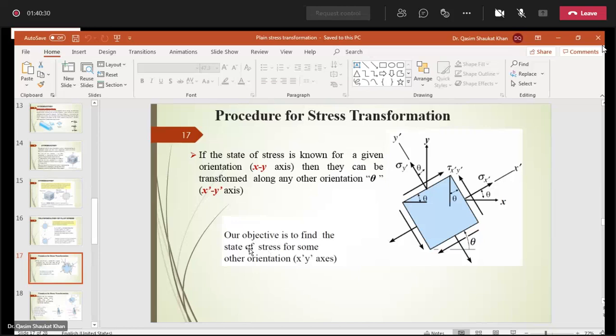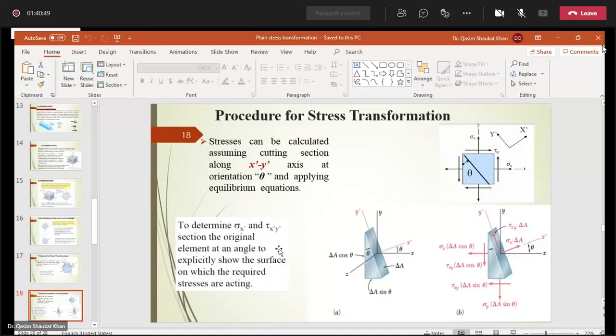So over here, our objective is to find the state of the stress for some other orientation. So our objective is to find the transformed normal and shear stresses which are about x dash axis and y dash axis. So stresses can be calculated assuming cutting the section along x dash and y dash axis at an orientation theta and then applying the equilibrium equations.